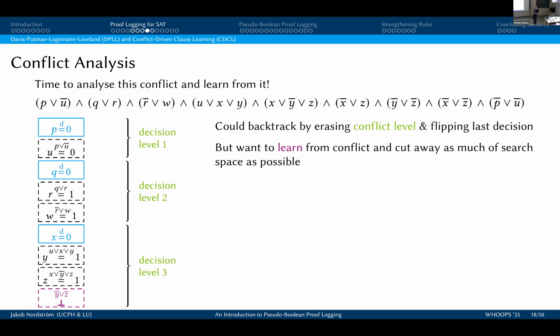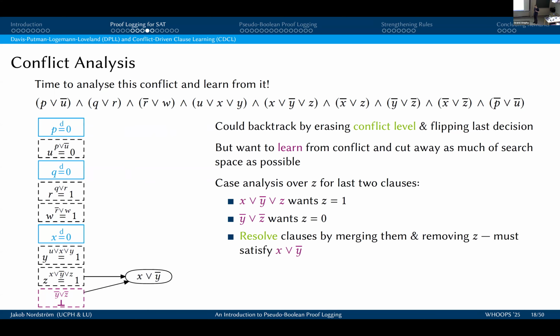We want to instead do something slightly smarter. We want to derive a reason in the form of a new clause why this partial assignment didn't work. And the hope is we will then add this new clause to the formula and hope that it will cut away the search space as we continue.